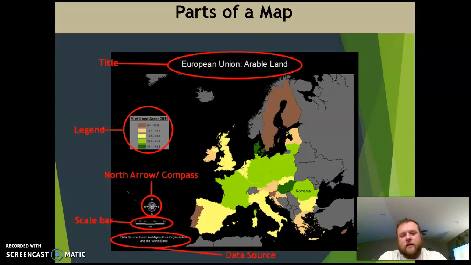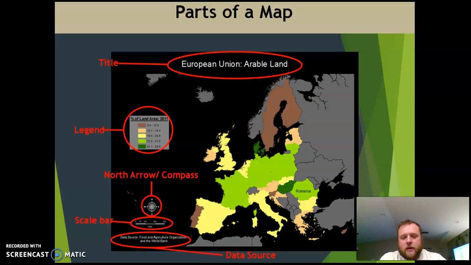So we finished up the last video over the parts of the map: the title, the legend, the north arrow and compass, the scale bar, and then we're just going to finish up with the data source, and that's where we get this data from. As we see, the whole map is of the European Union and where we have farmable or arable land.